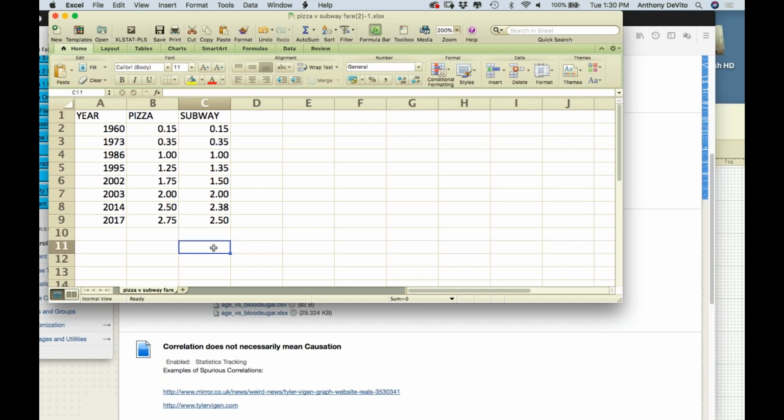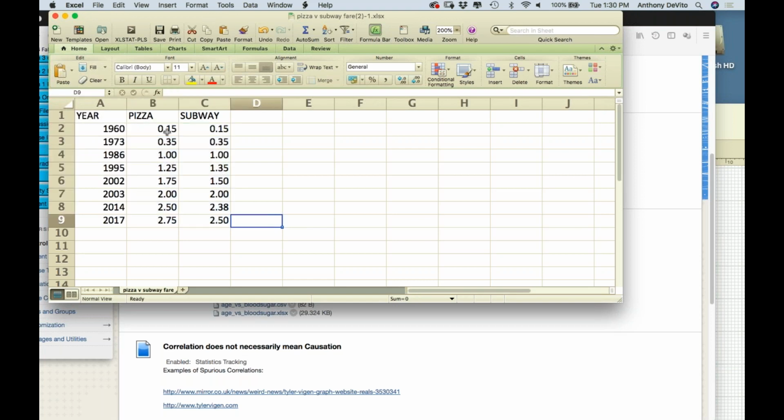Does that mean that the MTA is waiting to see what the pizza prices are to make up their fare? No, it's a spurious correlation. It probably has something to do with inflation more than anything else. But there is an association. It's a real association. So how can I demonstrate what this looks like? In other words, how can I show graphically that there is this association?